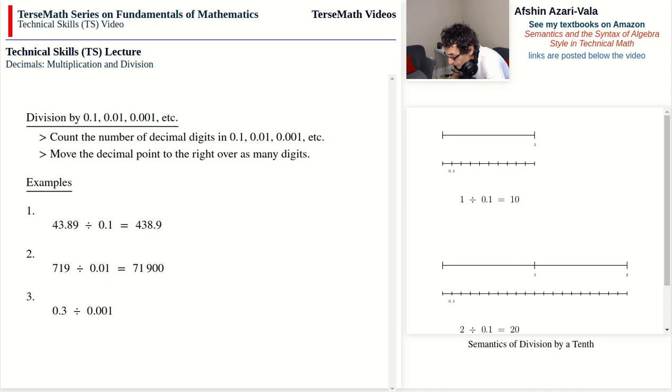Okay, problem number 3, 0.3 divided by 0.001. How many thousandths fit into 3 tenths? We move the decimal point forward over 3 digits, corresponding to the 3 decimal digits in 0.001, and we need to add a couple of zeros to end up with 300.